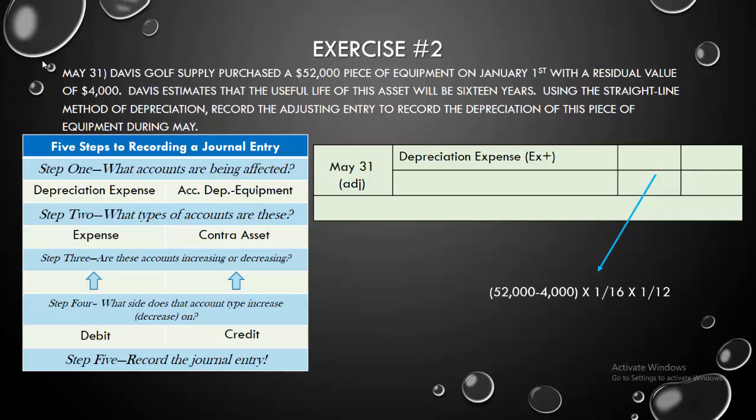Well, to do that, we're going to multiply it by 1 over its useful life, and then we're going to multiply it again by the number of months we're depreciating for over 12. So since it has a 16-year useful life, we're going to take that 52,000 minus 4,000 to come up with a $48,000 depreciable base and multiply by 1 over 16 and 1 over 12. That's going to come out to be $250. And our credit is to accumulated depreciation of equipment for that same amount in this journal entry, which adjusts to record January's equipment depreciation.